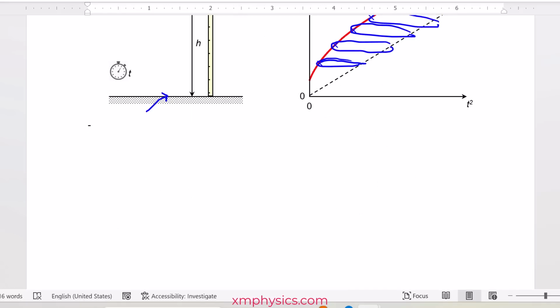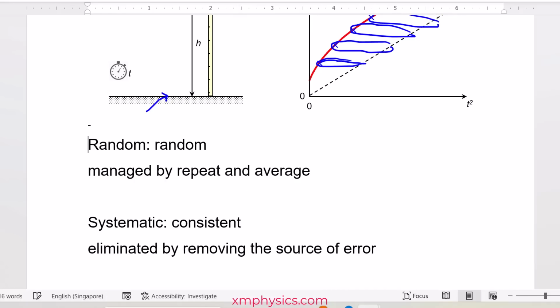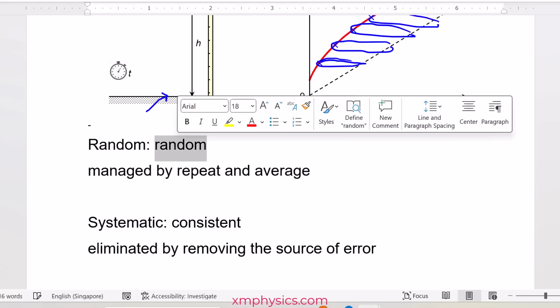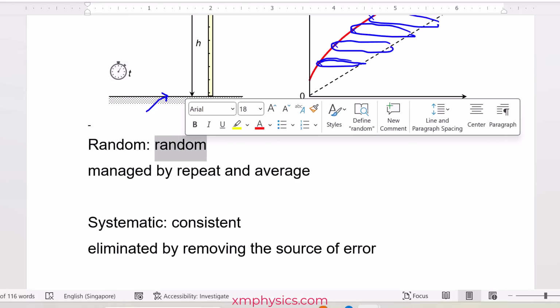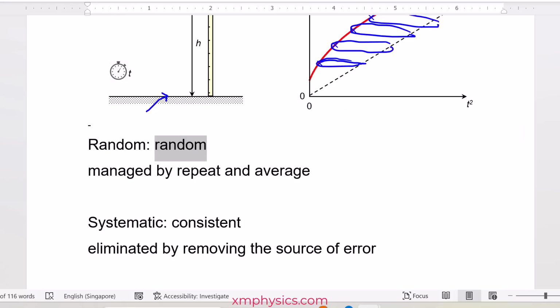Okay, so I've shown you different ways random and systematic errors can cause trouble to your graph. So the main idea is random errors are random. So because they are random, they are actually quite easy to manage. You can just repeat and average and the random errors will cancel one another out. Random errors actually is not a big problem. It actually shouldn't lead to inaccuracy. It only leads to poor precision.